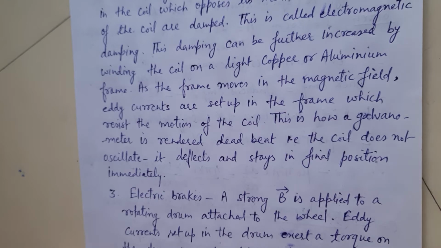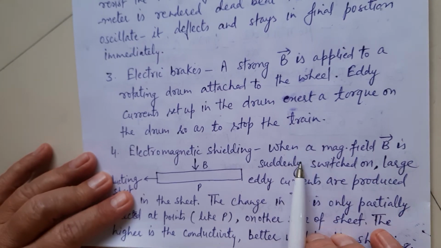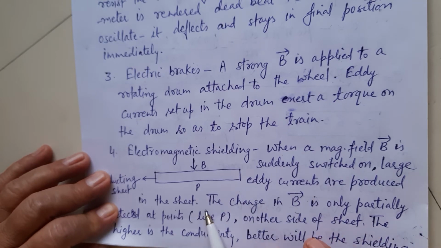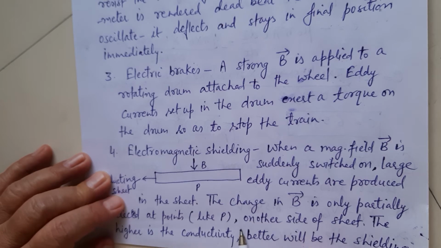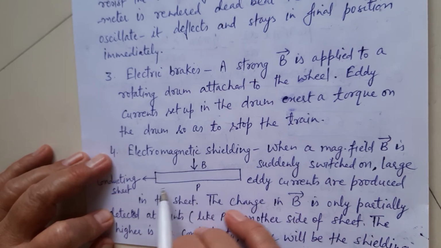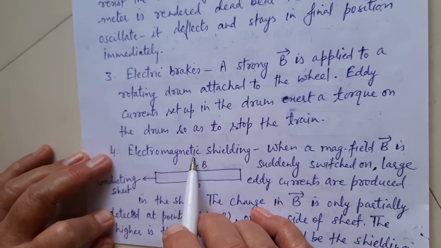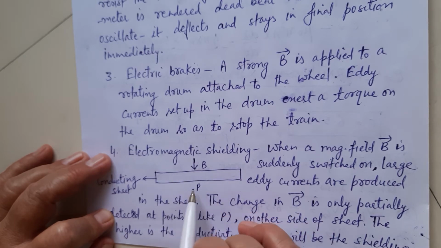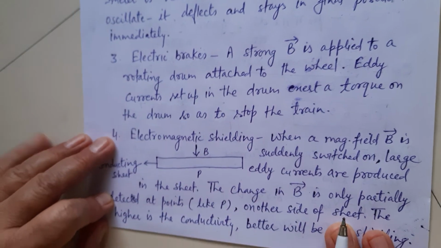Electromagnetic shielding. When a magnetic field is suddenly switched on, large eddy currents are produced in the sheet. The change in the B is only partially detected at P. The higher the conductivity, the better will be the shielding because of these induced eddy currents. So here is the magnetic field, and here a conducting sheet. In the conducting sheet there are induced currents. So point P is devoid of magnetic field. This is called electromagnetic shielding.